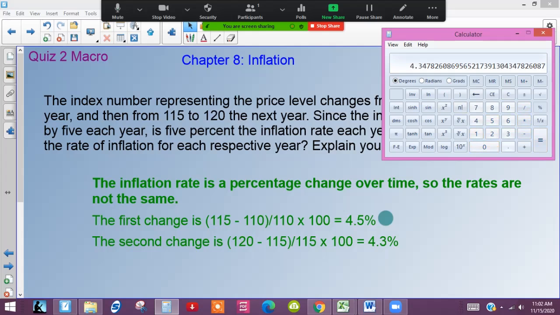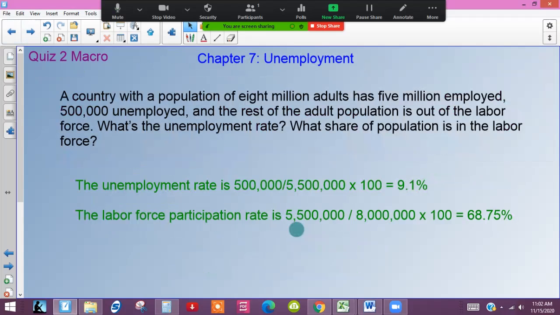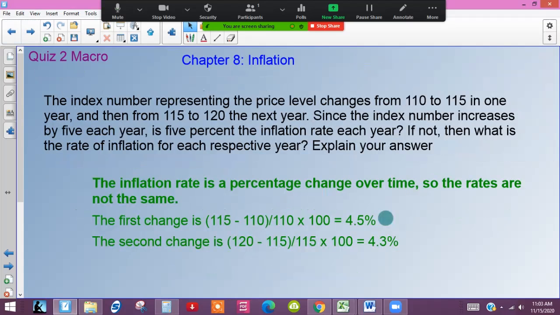Now, the first 3 problems on your quiz are going to be very, very similar to the problem I showed you here for economic growth, the problem that we worked here for unemployment, and the problem that we worked for inflation. Now, once again, you're going to have plenty of time for this quiz. You're going to have 2 hours, so I would highly encourage you to do all your calculations twice, just to make sure that you're not making a silly mistake.